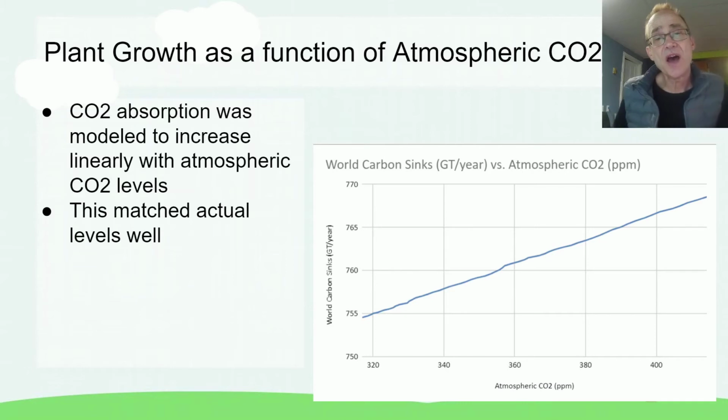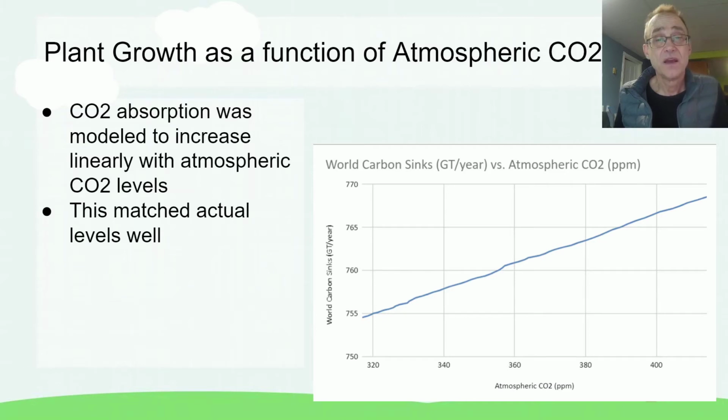This is a plot of world carbon sinks versus atmospheric carbon dioxide levels as taken from model results. Plant growth, as represented by world carbon sinks, is linearly proportional to atmospheric carbon dioxide levels. I would expect this same linear range to hold true from about 250 to 800 parts per million. It is interesting that I was able to match actual with model so well using a linear relationship.